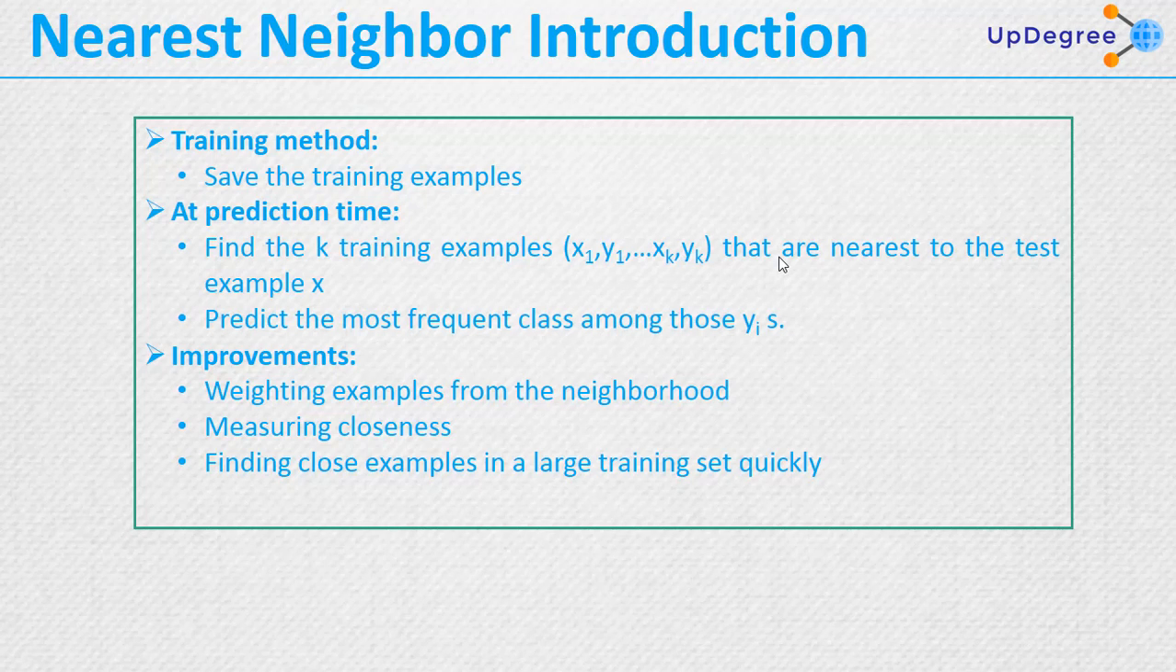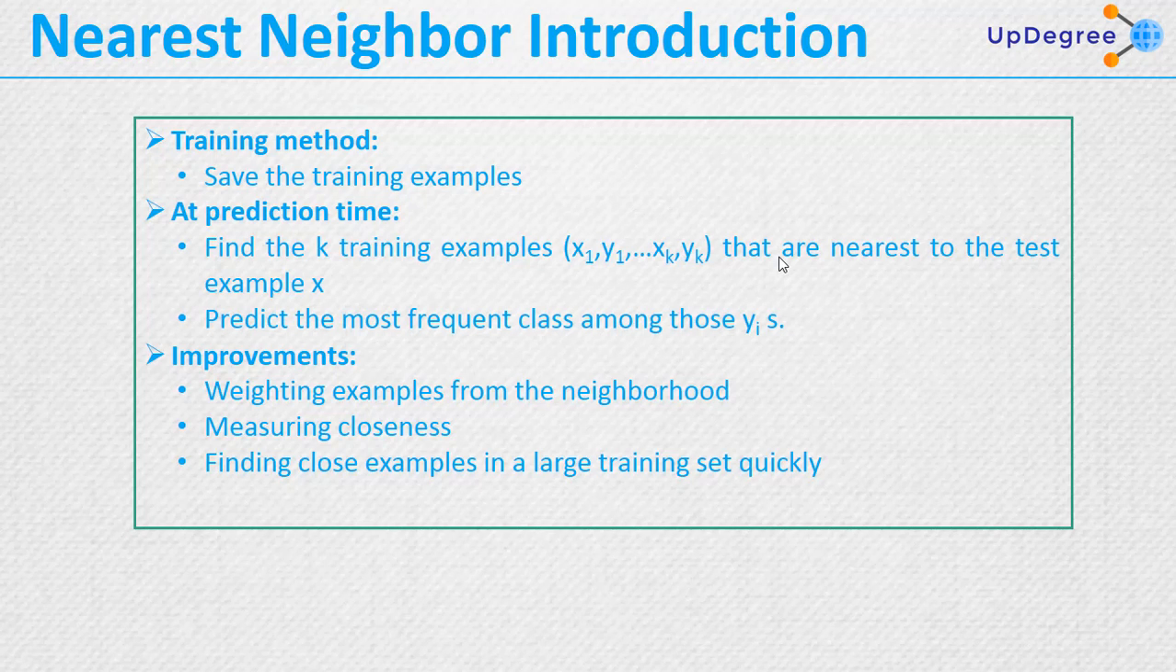Just consider this. We have the training method, that is, save the training examples. At prediction time, find the k training examples, (x1, y1), (x2, y2), up to (xk, yk), that are nearest to the test example x. Predict the most frequent class among those yi's. Improvements include weighting examples from the neighborhood, measuring closeness, and finding close examples in a large training set quickly.